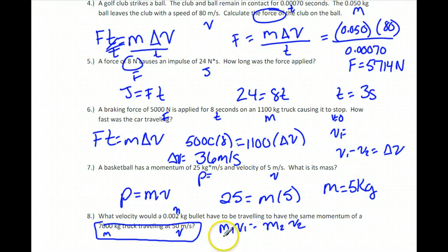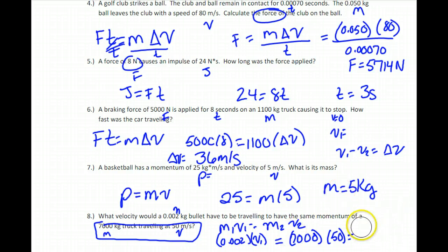So I'm going to go ahead and plug those numbers in. 0.002 times the velocity 1, I don't know that, that's what I'm trying to solve, equals the mass of the truck times the velocity of the truck. And so that's going to give me a fairly large number. It's like 350,000, and I'm going to divide that by this.